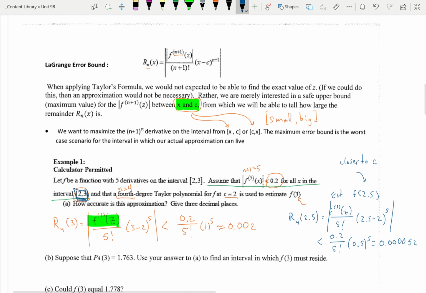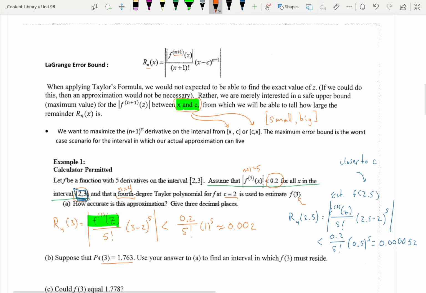Of course, if we try to evaluate f of 2 versus p sub 4 of 2, we would get the exact same answer because everything matches at the center. But when we're getting very close to the center, those errors are going to be very, very close to 0. All right. Anyway, back to the degree 4 polynomial approximation of the function at x equals 3.